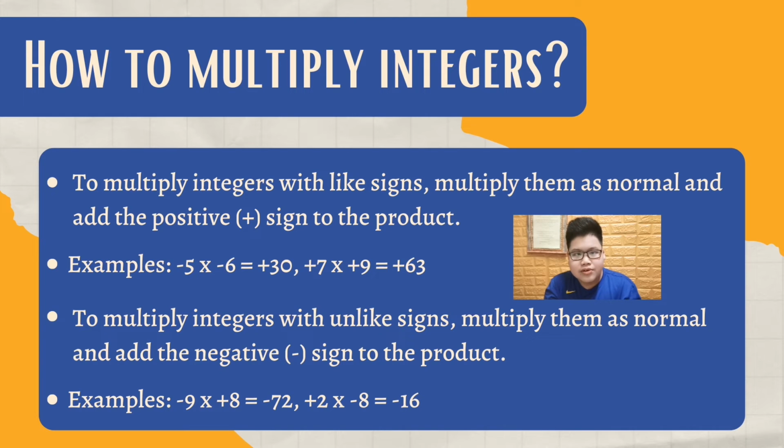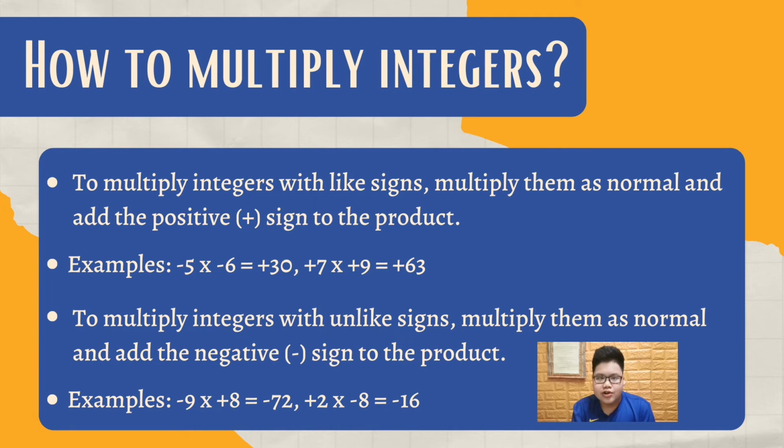Moving on to multiply integers with like signs, multiply them as normal, and make the sign of the product positive. Examples: -5 times -6 equals +30, and +7 times +9 equals +63.